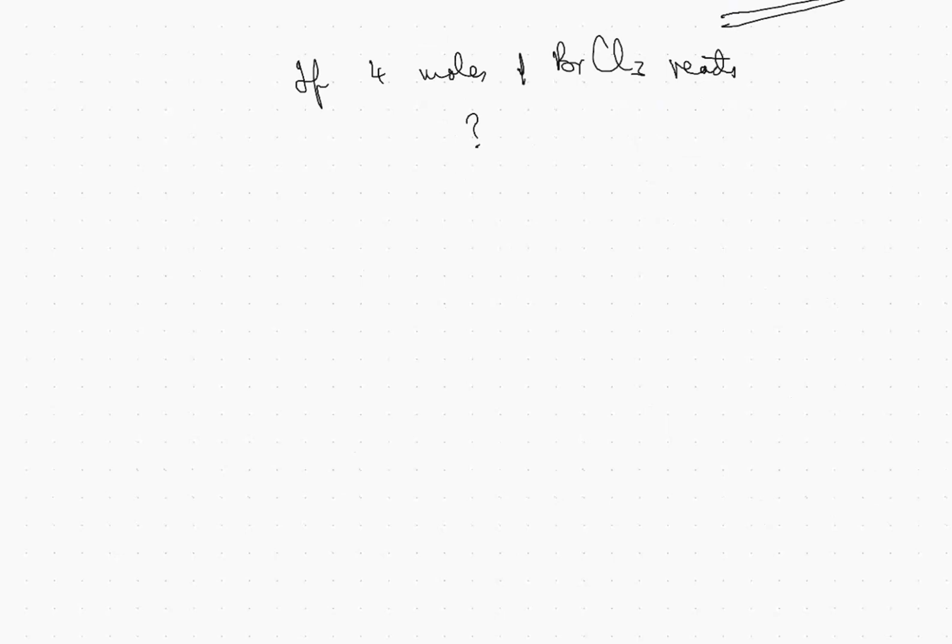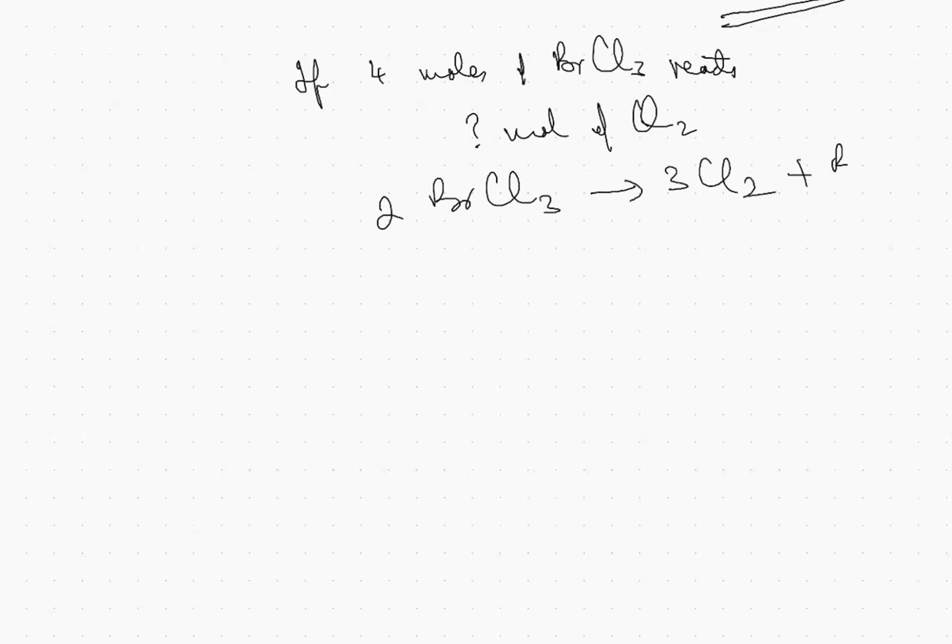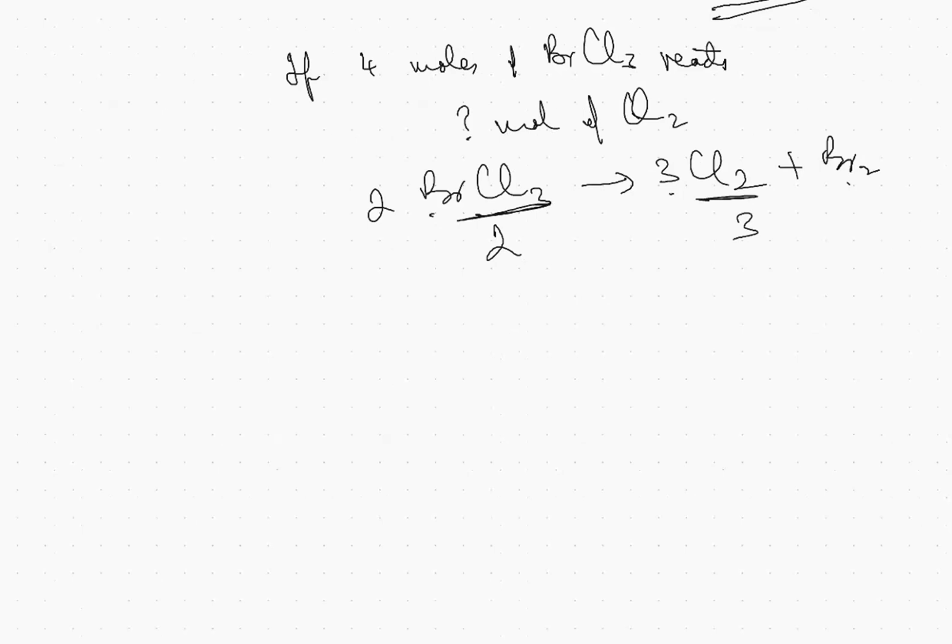So we have 2 BrCl3 giving 3Cl2 and Br2. See whether it's balanced: 2Br, 3Cl2 gives 6Cl, that's balanced. So the ratio here is 2 to 3. We are talking about only these two. So 1 would give 3 over 2, but 4 moles would give 3 times 4 over 2, which is 6. So the answer would be 6 moles.